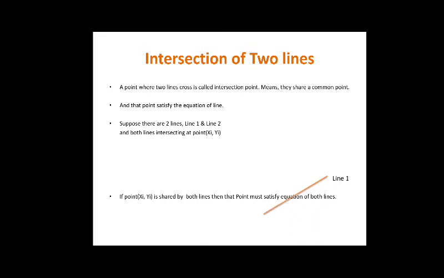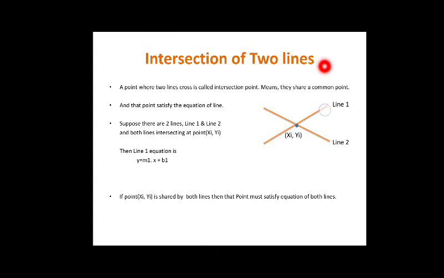Suppose there are two lines here, line 1 and line 2, and both lines are intersecting at some point. Suppose I am calling that point (xi, yi). So this is called the intersection point. What is the equation of line 1? If line 1 has intercept b1 and slope m1, the equation of line 1 will be y = m1 x + b1. What is the equation of line 2? It will be y = m2 x + b2.